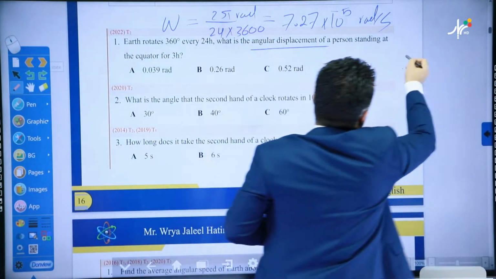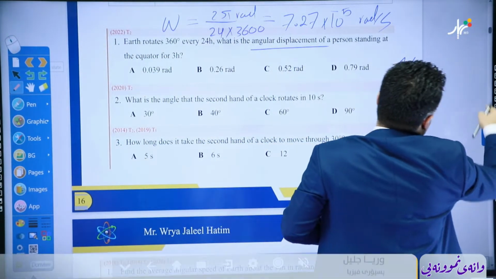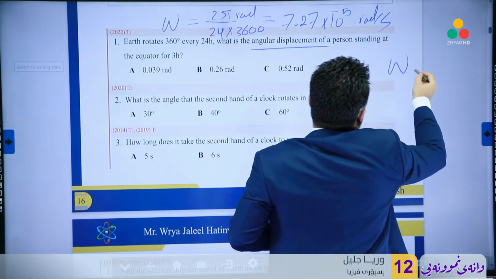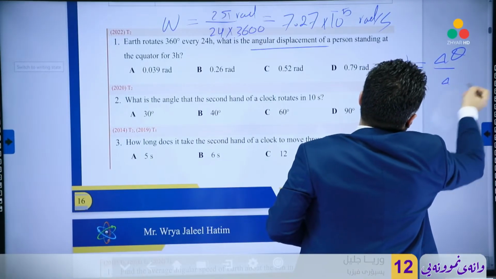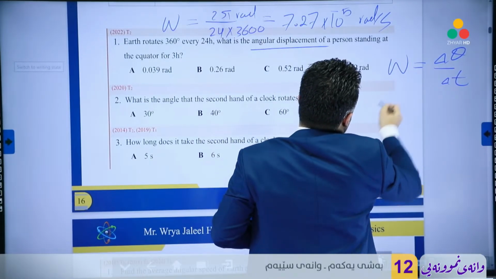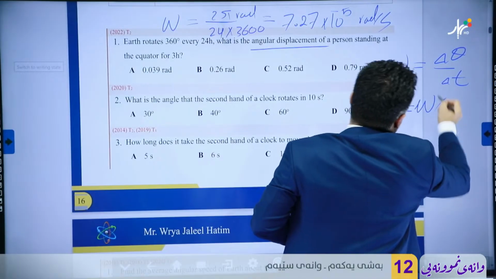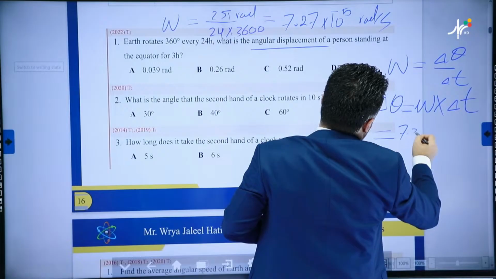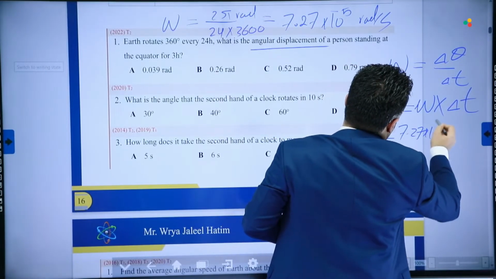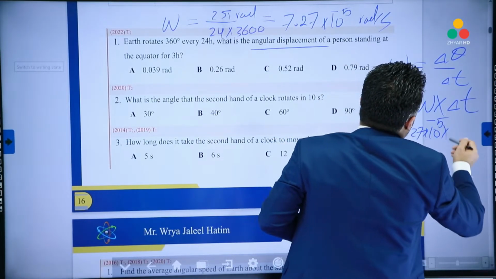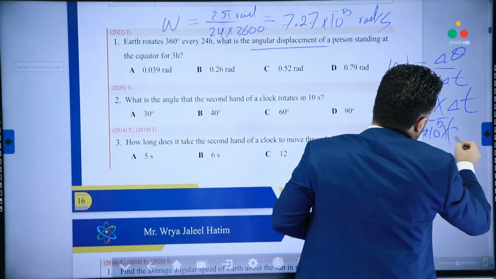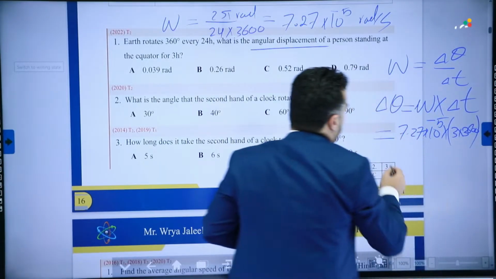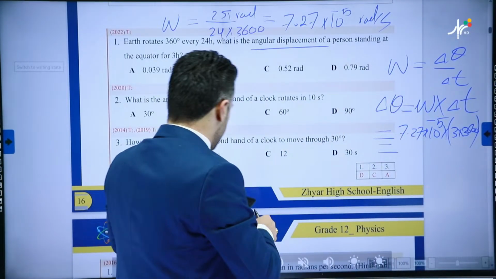Yeah. So angular speed again, right? Angular speed equals angular displacement divided by the time. So angular displacement equals angular speed multiplied by the time here. So angular speed we found, which is 7.27 times 10 to the power negative 5 multiplied by 3 hours. Remember, 3 hours, 3 times 3,600 seconds. Yeah. Now you can multiply the two, and of course you will find the answer.